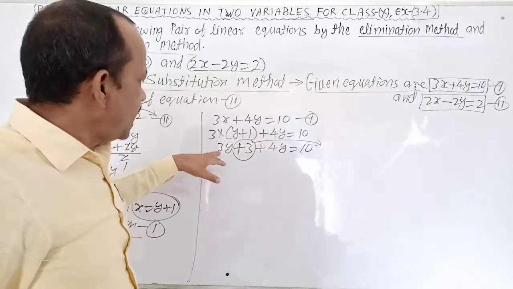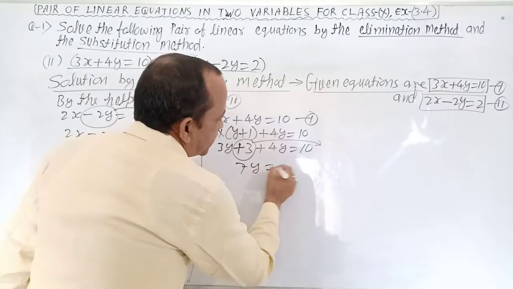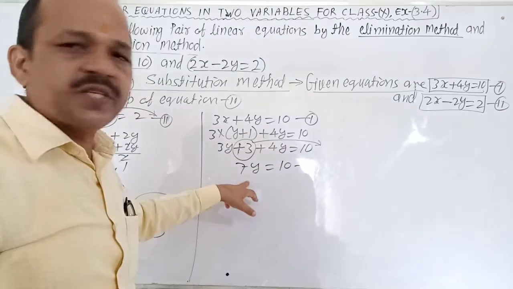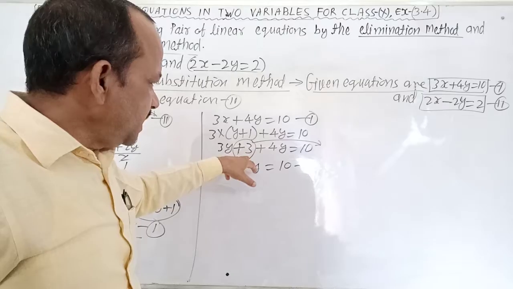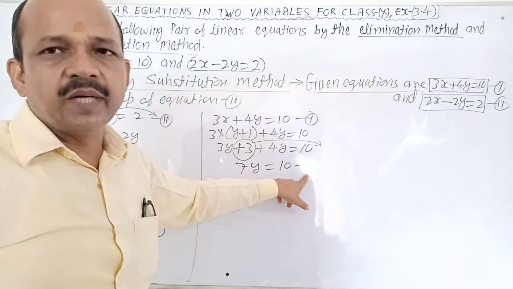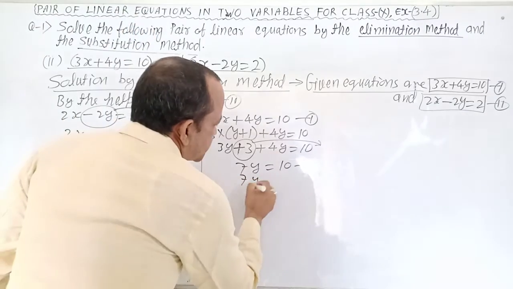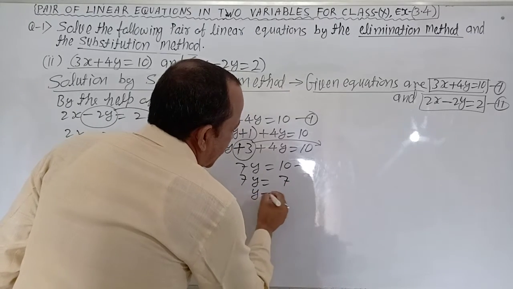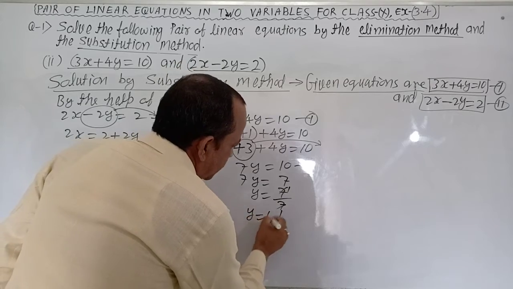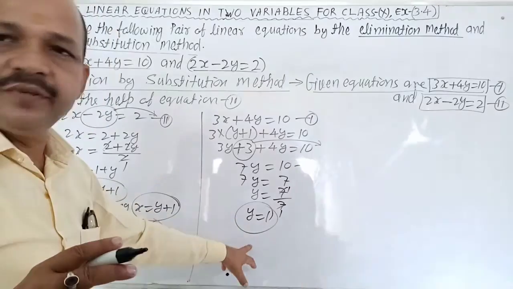And you can add 3y and 4y. It becomes 7y equal to 10 minus 3. 3y plus 4y becomes 7y. 3 with positive sign, when you write it on the right side of equal, becomes negative. 10 minus 3 becomes 7. 7y equal to 7, y equal to 7 by 7, cancel, y equal to 1. You find y equal to 1. Clear? No confusion about it?